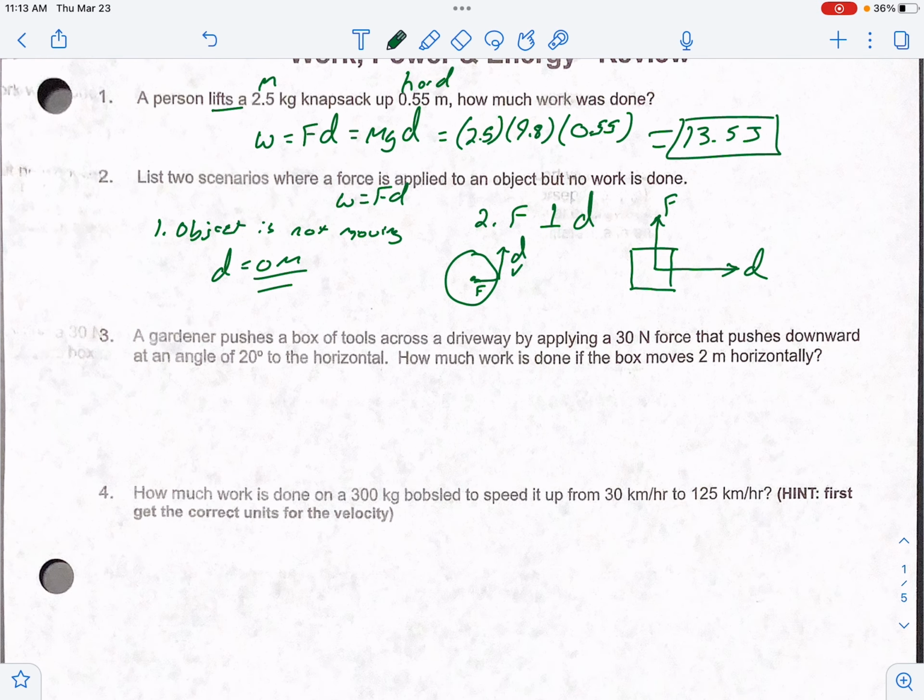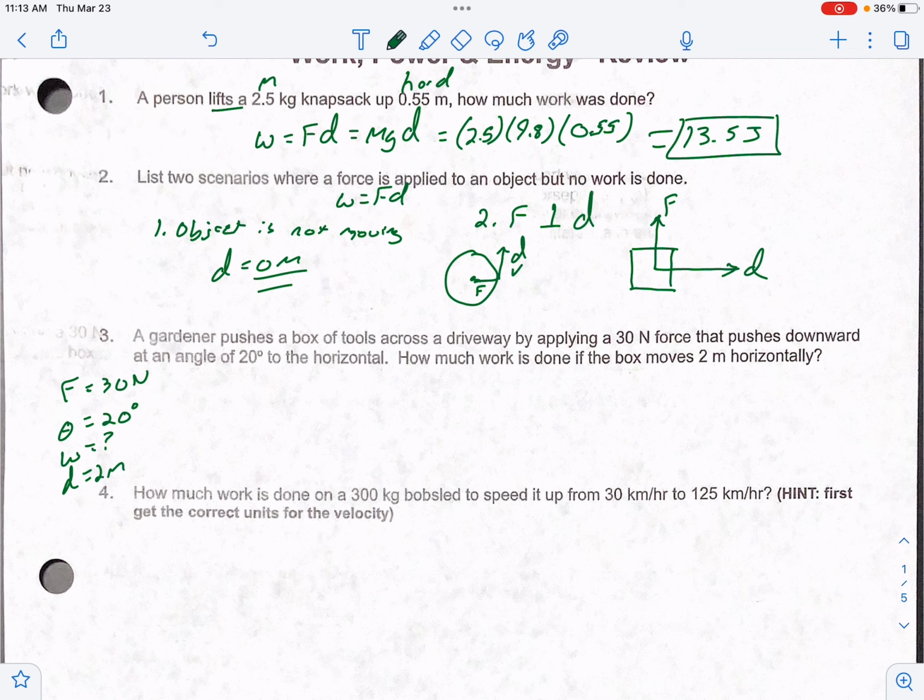Number 3, a gardener pushes a box of tools across the driveway by applying 30 Newton force. So I have a force of 30 Newtons, downward at an angle of 20 degrees, so my angle is 20 degrees. How much work is being done? So work is your question mark, and it moves 2 meters horizontally. So my distance is 2 meters.